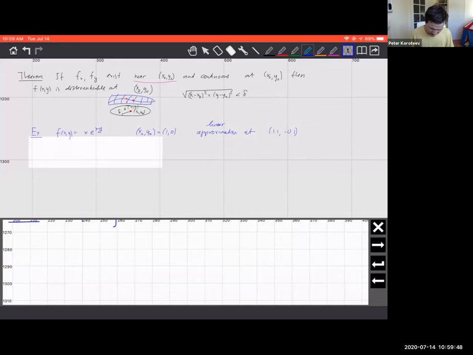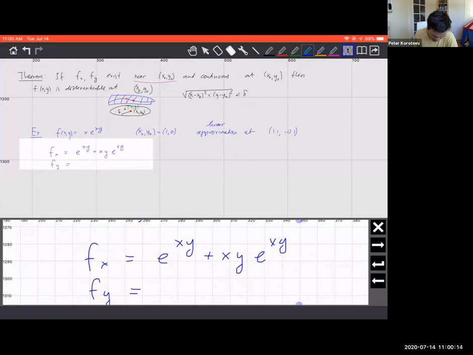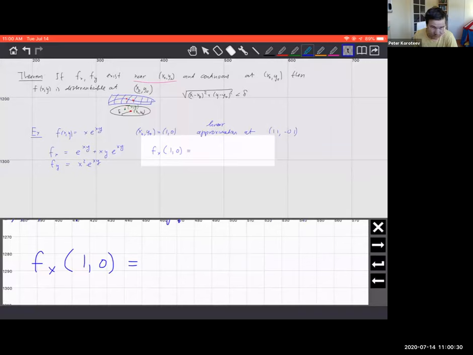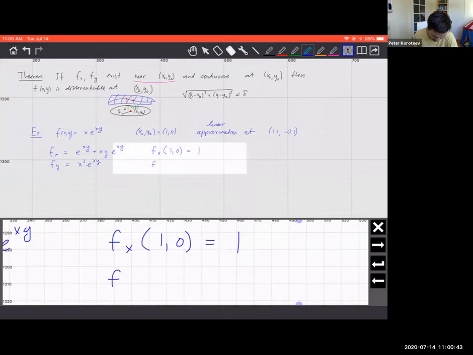Okay, let's calculate the derivatives. F prime x is equal to e to the xy plus xy e to the xy. Then fy is equal to x squared e to the xy. If you evaluate at 1, 0, that gives us one, because it's the exponential of 0 plus 0. And the derivative fy at 1, 0 is also equal to 1.